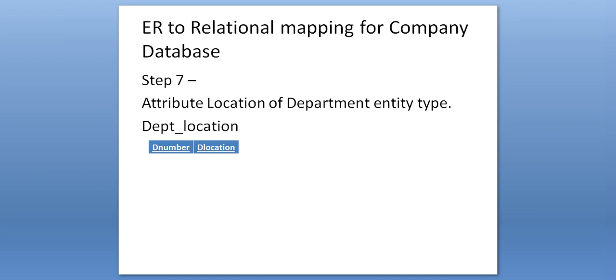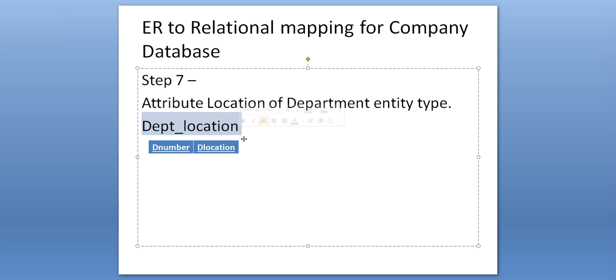Okay, so let us see step number 7. Step number 7: if there is any multi-valued attribute, then for that multi-valued attribute what we are going to do is create a relation, isn't it? So in the department entity type, we can see that there is a multi-valued attribute, and that is location. For that particular attribute location, we have to create a relation, and I have named it department location. You can use the same name also.